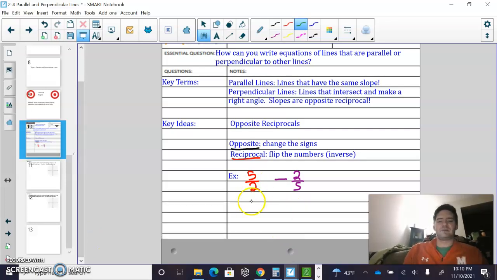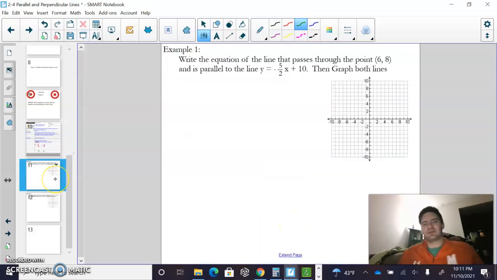Another example would be if it was a whole number, say negative 3, which I've written down on this paper. We do negative 3 over 1. The opposite is the sign, so it's positive. And then the reciprocal of 3 would just be 1/3. So let's move on to some examples.